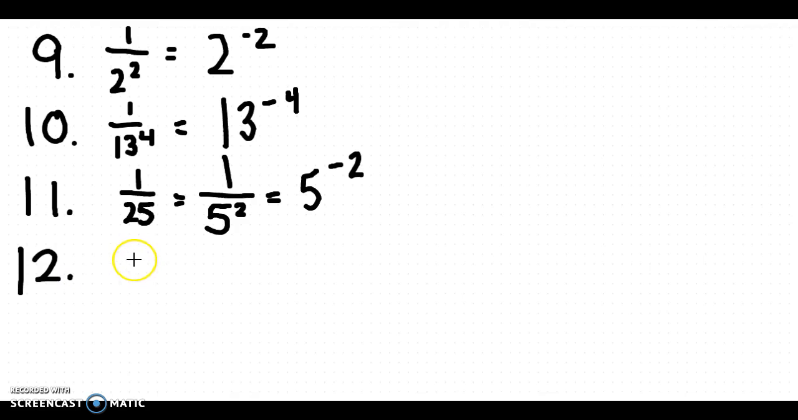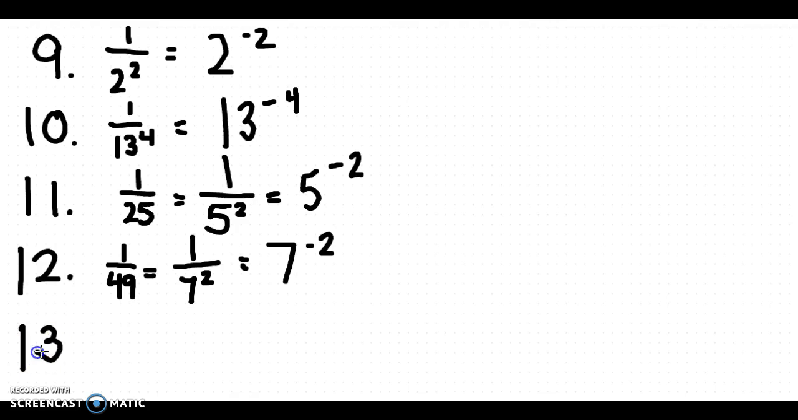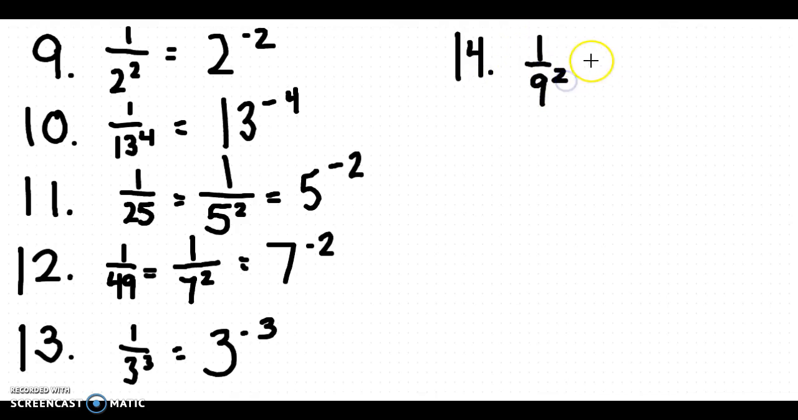For number 12, same with 1 over 49. Let's convert that into 1 over 7 squared. We're going to make that 7 to the negative second power. For number 13, 1 over 3 cubed is going to be 3 to the negative third power. For number 14, 1 over 9 squared would be 9 to the negative second power.